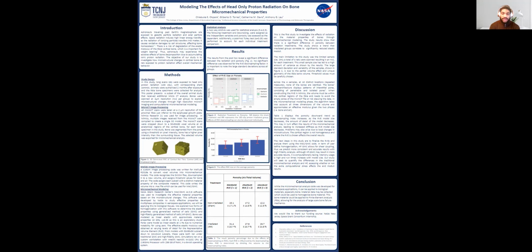Currently, the MAC file generation code still needs refining, but the porosity of the bone samples was determined. R was used for statistical analysis, and a two-way ANOVA was used to compare the radiation treatment and downsized volume to the porosity. A post-hoc Tukey test, with an alpha of 0.05, was performed to account for each individual treatment comparison.